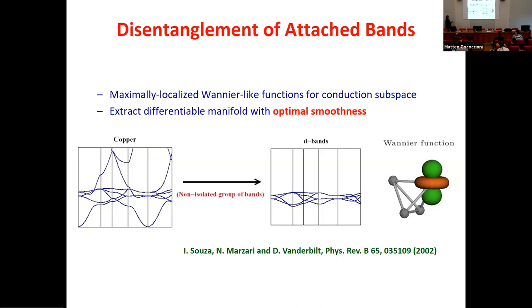And the geometrical criterion that we introduced was that of optimal smoothness. That is, we want to extract a manifold of dimension 5 that, as we walk around the Brillouin zone, has as little change of character as possible. It's as much as possible remaining equal to itself. That is, it's as smooth as possible, because if all this is smooth, when we Wannier transform it, it will give us localized objects.